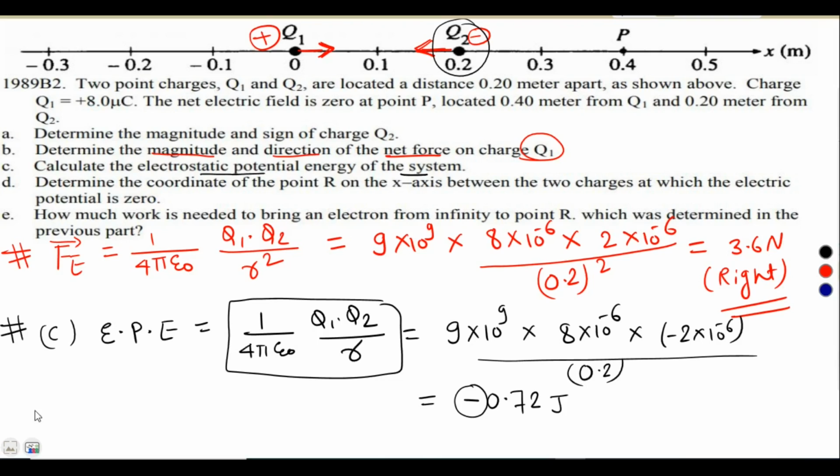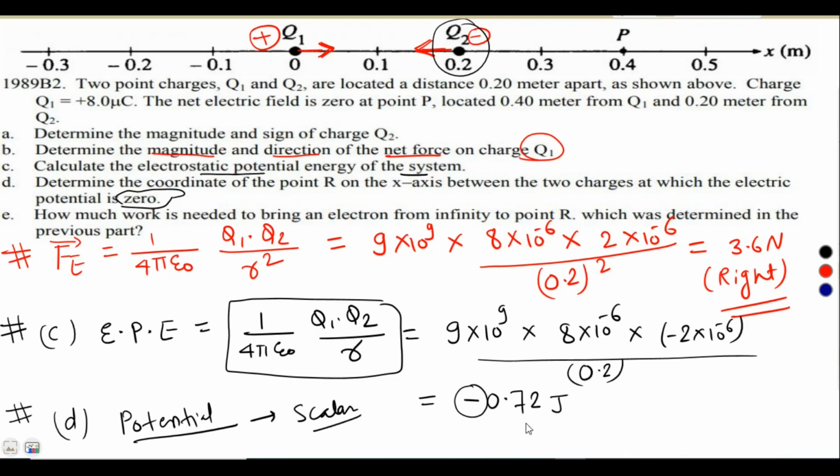So next part, that is the part D. Let us see. Determine the coordinates of point R on x-axis between the two charges at which the electric potential is 0, right? We have to find any point R between the two charges, that is q1 and q2, at which the electric potential is 0, right? We know electric potential is a scalar quantity. We have to add simply like a scalar addition, and we have to equate it to 0.